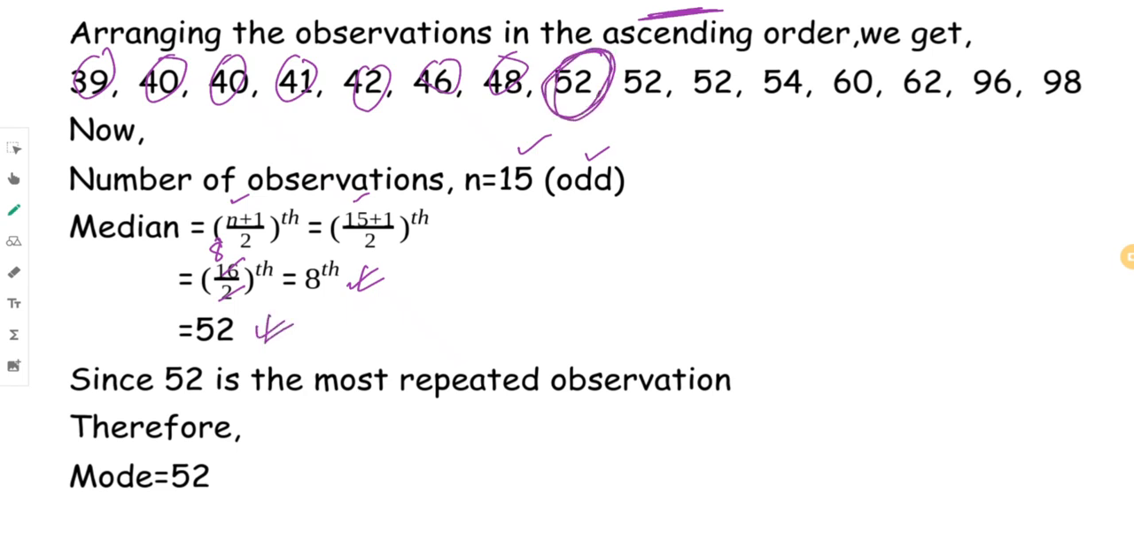How do you find the mode again? We just have to see which observation is repeating the highest, right? If you look here, you will see that 52 appears 3 times, more than the others. That is why my mode is 52.